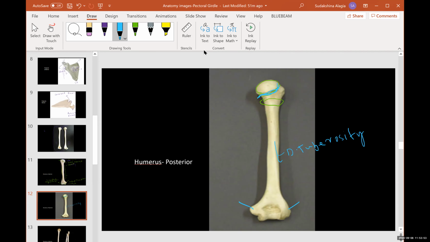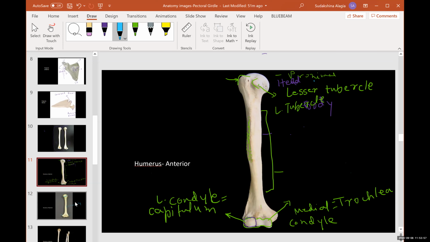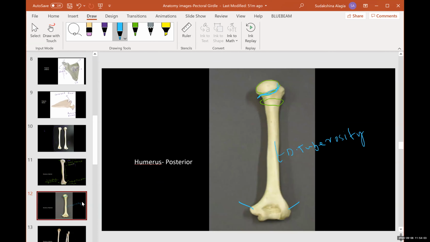But remember, wherever the head is, now the sides are switched. This is why for medial and lateral, you want to have a reference. Wherever the head is, that side is the medial. Now the sides are switched. This is the head. That makes this medial epicondyle. That makes this lateral epicondyle.